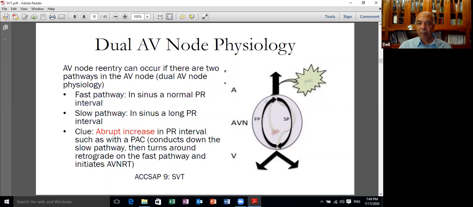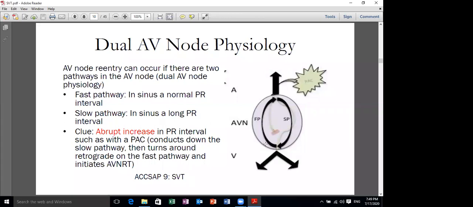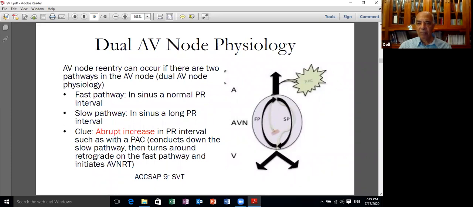So the fast pathway has a lot of sodium channels, so it's fast conducting, has a prolonged refractory period and a prolonged action potential. As a result, under normal circumstances, the impulse comes from the atrium, conducts through the fast pathway, and reaches the ventricle. But if the fast pathway cannot conduct the impulse because it is premature, and because of its long refractory period it blocks the premature beat, then the premature beat will conduct through the slow pathway.